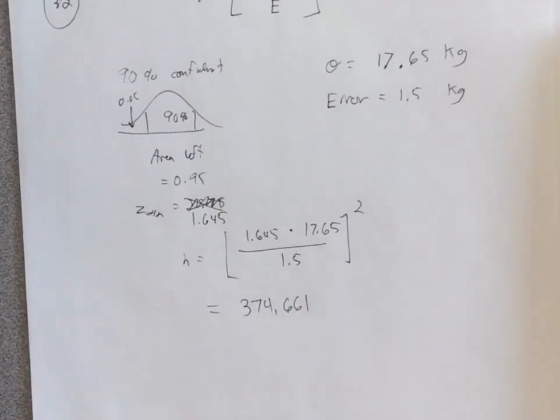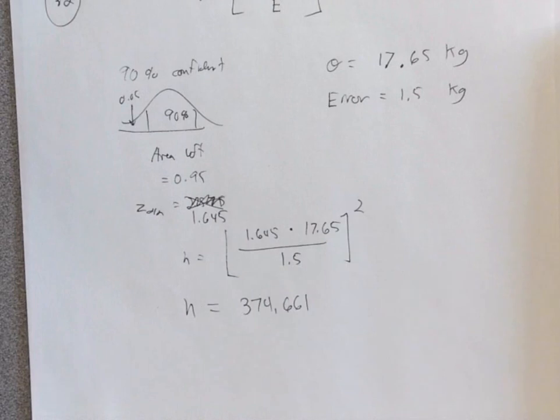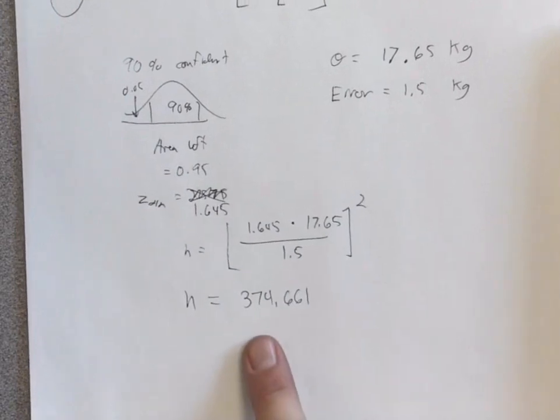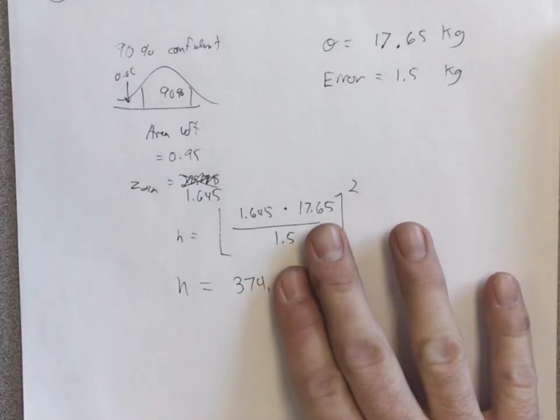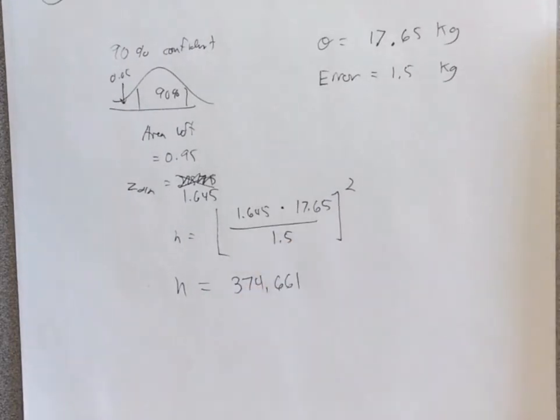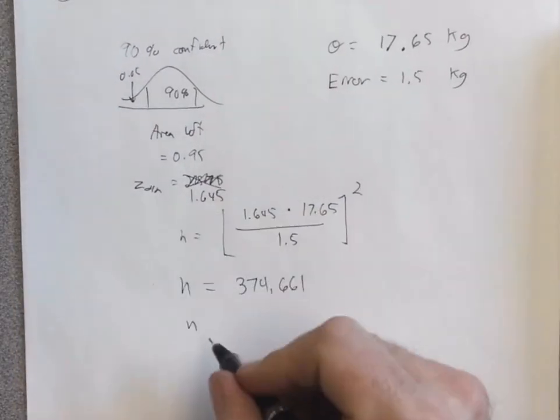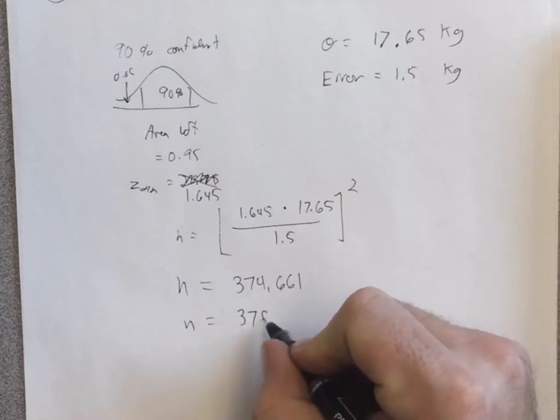Whenever you're estimating sample size, remember this is the minimum amount of people I need, right? So 374 won't do it. It doesn't reach the minimum, does it? So you always round these numbers up. That's exactly right.